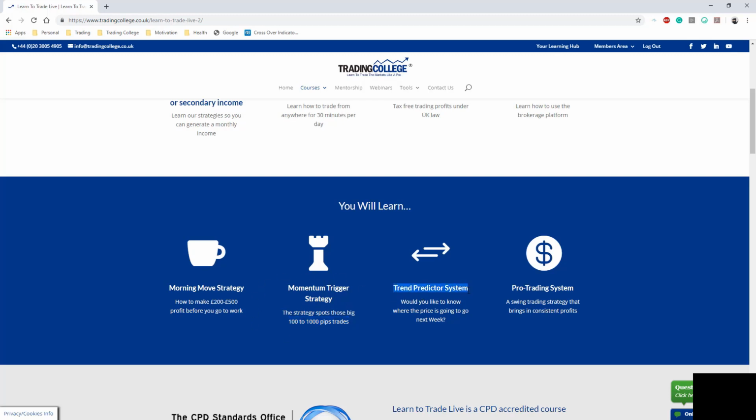Then the Trend Predictor, which is a favorite with a lot of students, and the Pro Trading System, which is our flagship swing trading system. And as you can see, you can use the Pro Trading System in conjunction with some of these other strategies that we have for day trading as well, and they work really, really well in conjunction with each other.